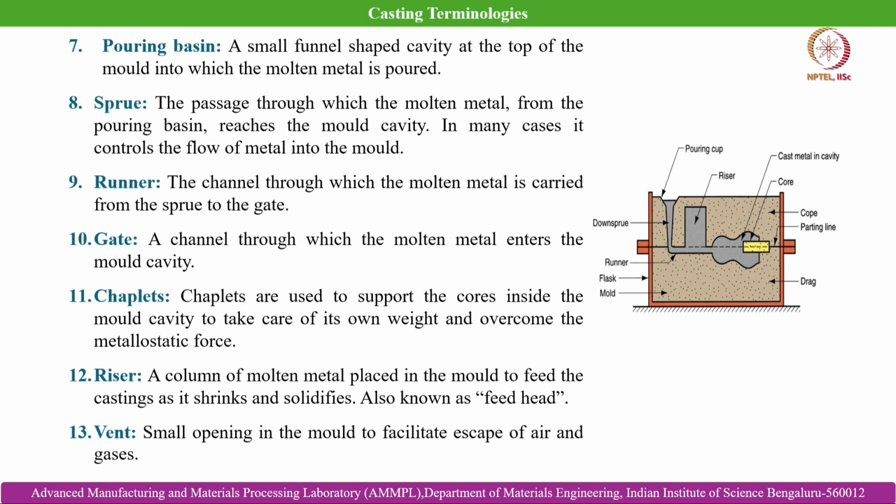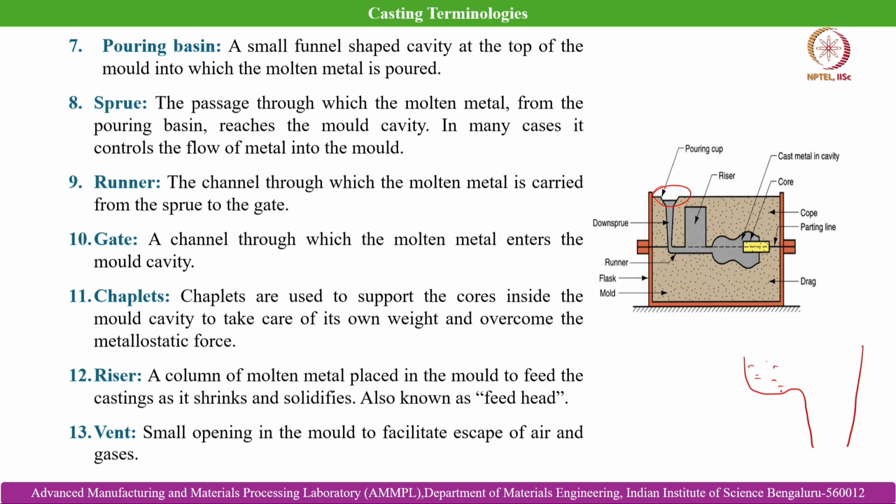Number 7 is the pouring basin. The pouring basin is basically a small funnel shaped cavity at the top. So, this is basically the pouring basin. It is kept at the top of the mold into which the molten metal is poured. It has multiple roles. The pouring basin sometimes can also be like this. This also serves as a pouring basin.